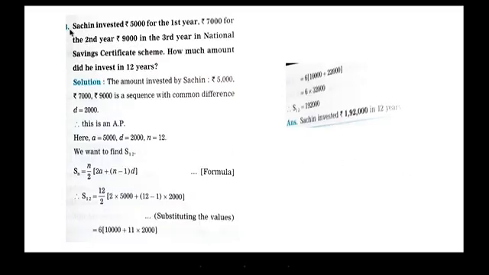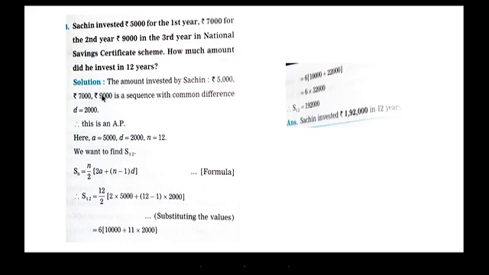Third one, Sachin invested rupees 5000 for the first year, rupees 7000 for the second year, rupees 9000 in the third year in National Savings Certificate Scheme. How much amount did he invest in 12 years? Okay, so the amount invested by Sachin is rupees 5000, rupees 7000, rupees 9000.